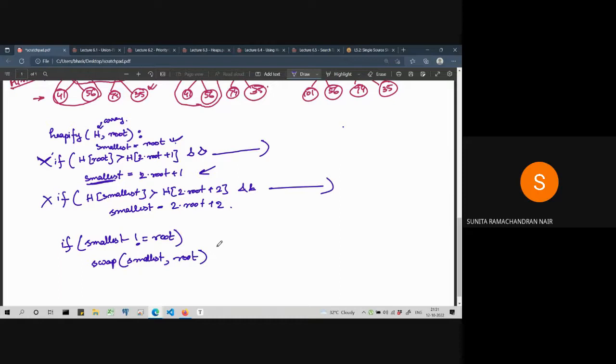Could you repeat this again? Sorry, I missed this actually. The if smallest not equal to root.